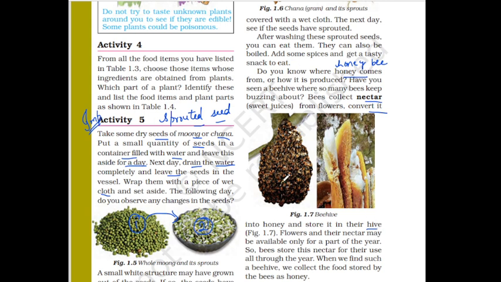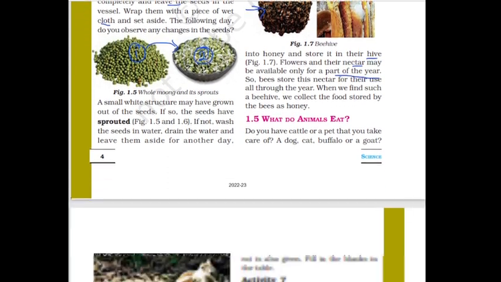Hives means the beehive, right? In their hives they basically store this honey, because the nectar in the flower is only and only available for one part of the year. So for their future use, they collect this honey in their hives.